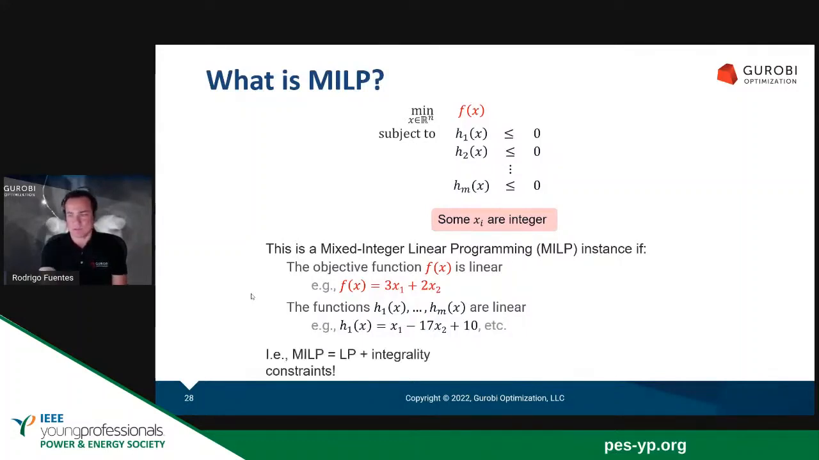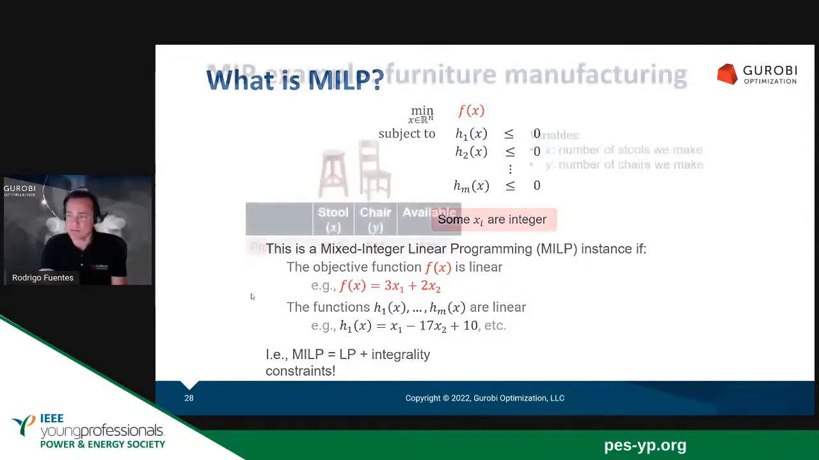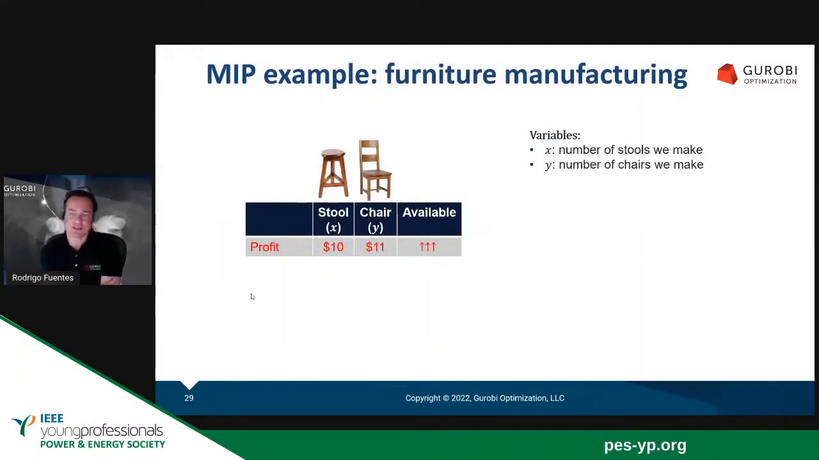So I think it's clear now that mixed integer linear programming, MIP, is the same as LP plus the integrality constraints that we talked about. Now, to reinforce what I just described, we're going to do a small example that I hope you enjoy and find intuitive. It's a very simple example where we want to manufacture some furniture. On the left, you have a stool, a little bench. On the right, you have a chair. And on that little chart, we have the money we expect to make on each of them. If we sell one stool, one bench, we make $10. If we sell one chair, we make $11.